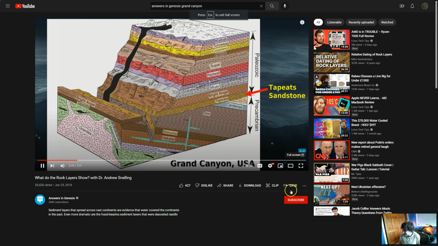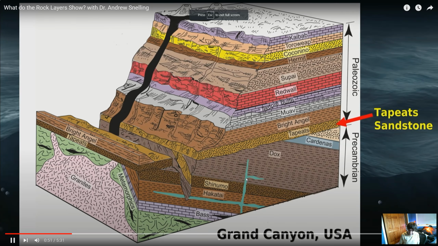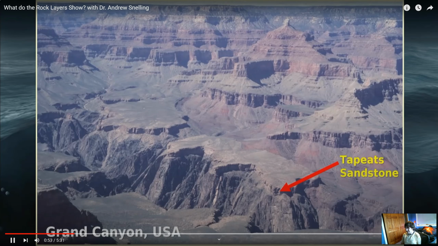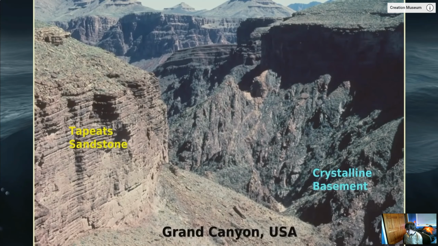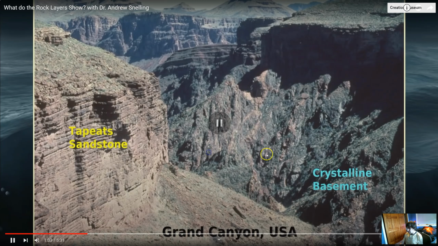First layer of the flood, it sits on that erosion surface that marks the beginning of the flood. There we can see it. That's the view from the south rim of the Grand Canyon. That little cliff at the bottom there, sitting on top of an erosion surface. Let's look at it a little bit more closely. It's probably the Vishnu schist. Actually, it might be the Vishnu schist, but it really doesn't matter.